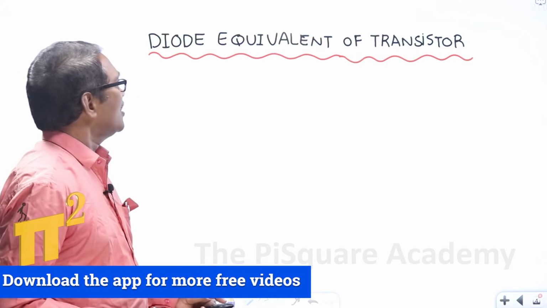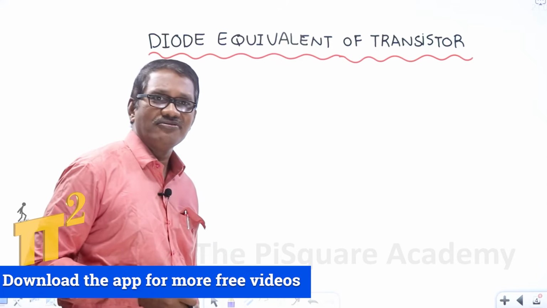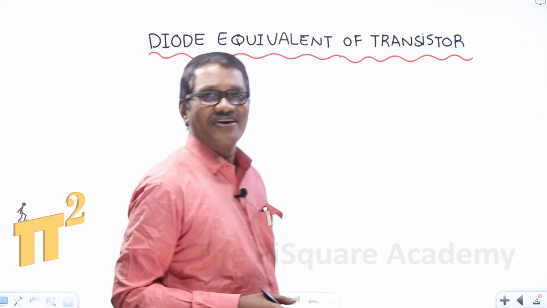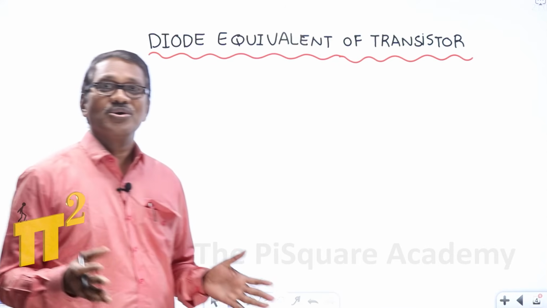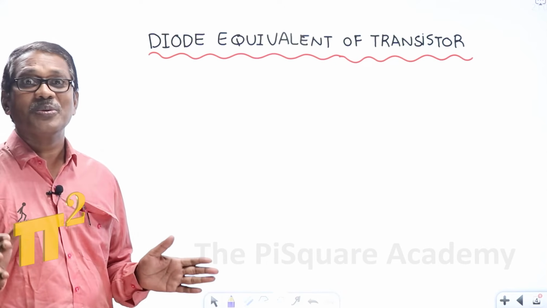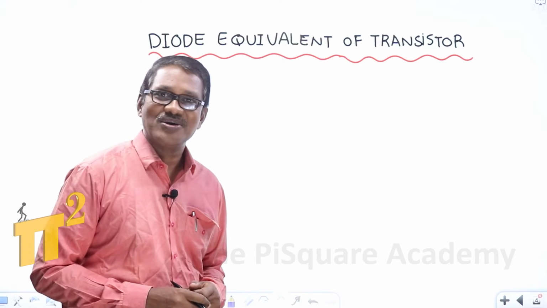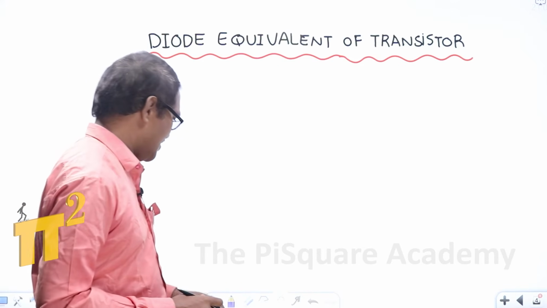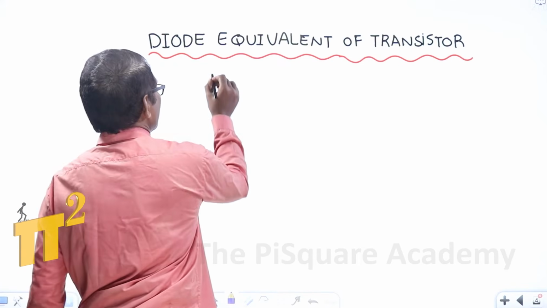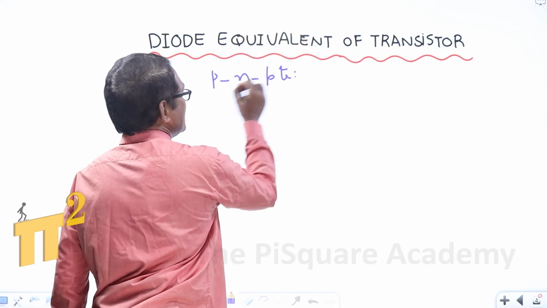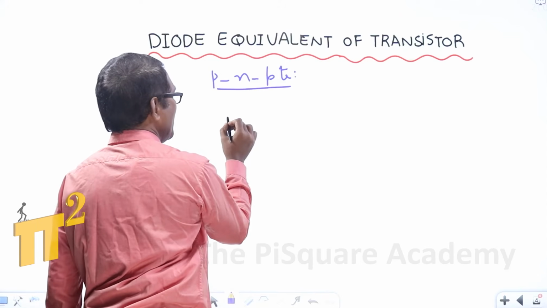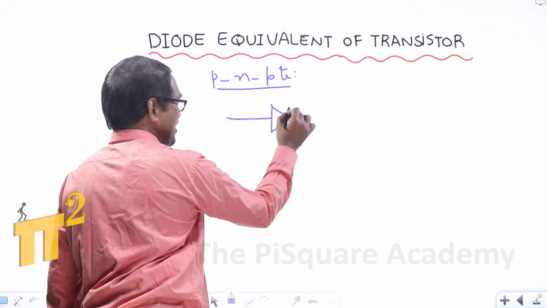Next one is the diode equivalent of a transistor. A transistor is equivalent to two diodes connected back to back. Suppose, let us say, a PNP transistor. That means the diode equivalent of a PNP transistor can be represented like this.